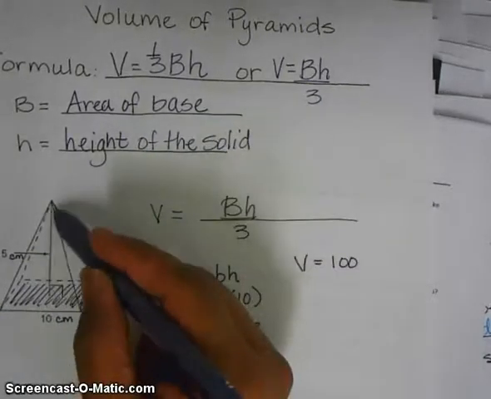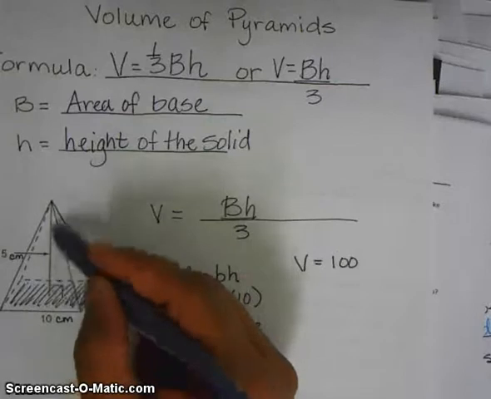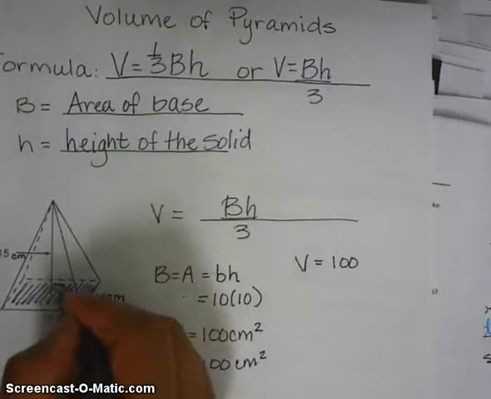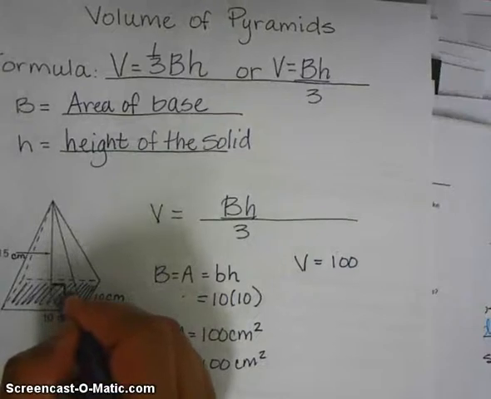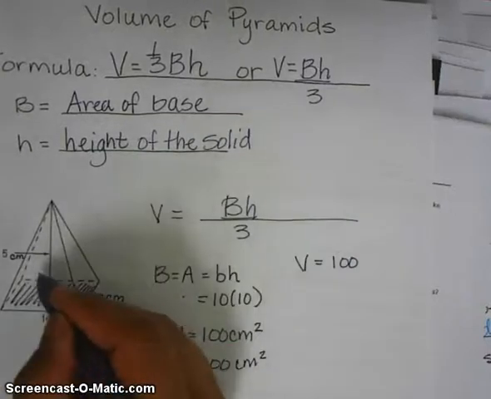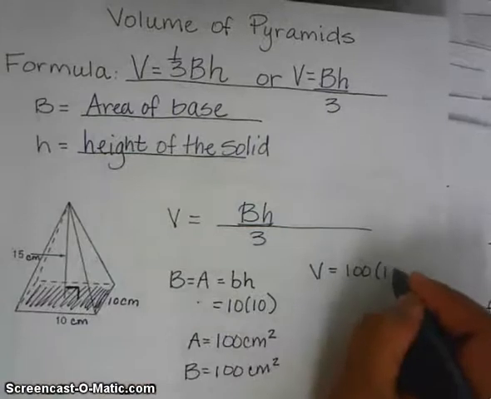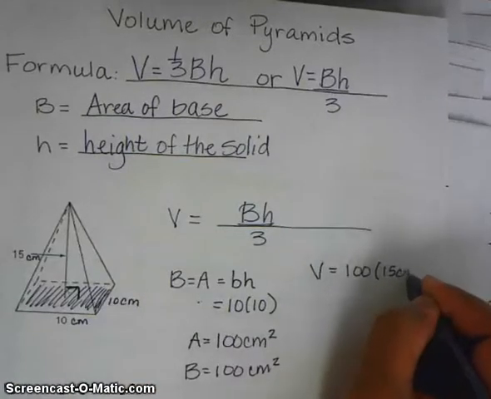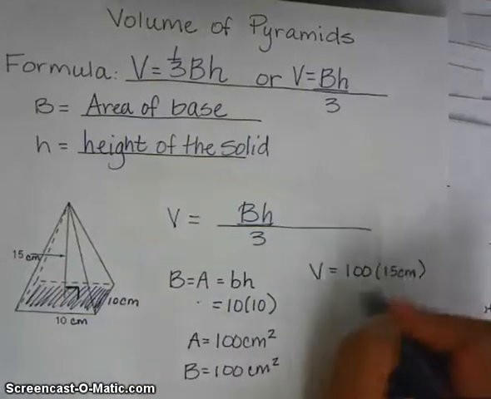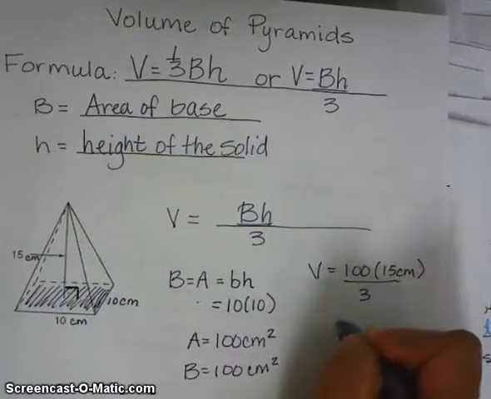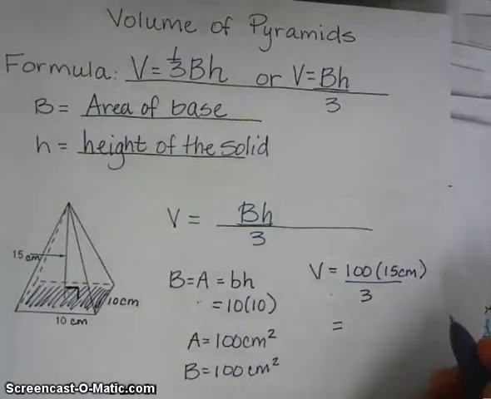Here is my height. It is the line that makes the right angle with the base. And I don't know if you see this, but here was my base, or my right angle. So my height is 15 centimeters. So I'm going to take 100 times 15 centimeters. And I'm going to take all of this and I'm going to divide it by 3. So pause the video so that you can do the math and then check it with mine.